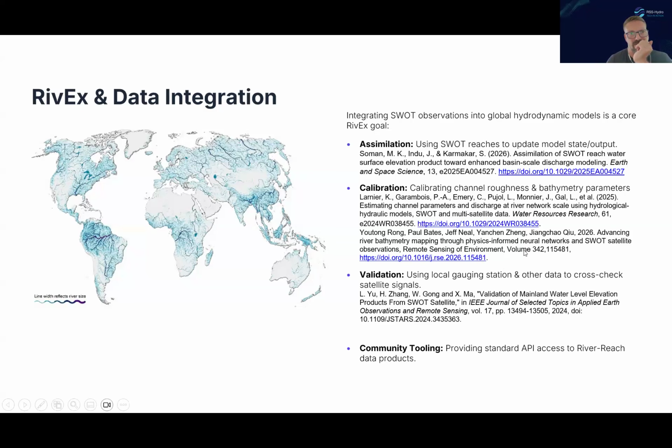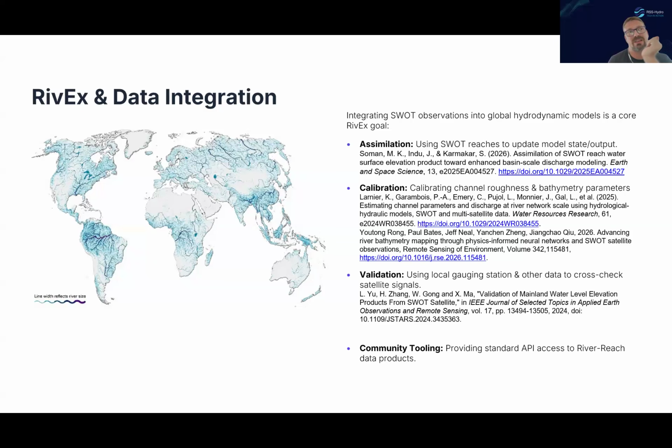And then here's a nice, very recent paper by the Bristol team on physics-informed AI and SWOT for doing these bathymetry measurements. That's one area where I think AI can really help, because it is literally just about correlations and patterns, and that's where AI is very strong. If you constrain it with physical measurements and meaning, you can get something really powerful out of AI or machine learning. This paper is showing that really nicely.